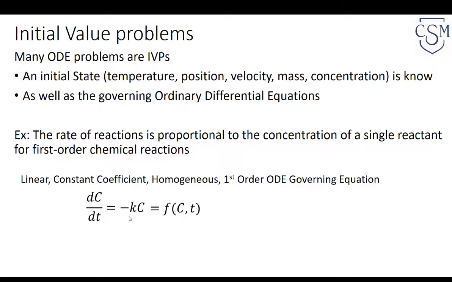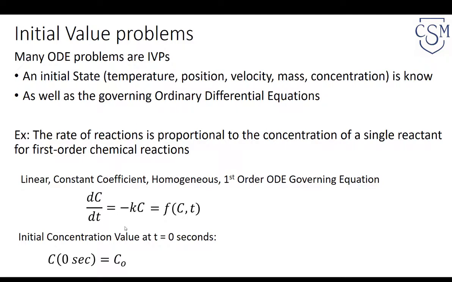Oftentimes we say this function is given with respect to C and T. The function of this derivative is negative K times the concentration. We might know this initial concentration at T equals 0 seconds. That is the concentration before we start the reaction. We'll call that C naught. What we'd like to solve for is the concentration at a given time, a time greater than T of 0 seconds.